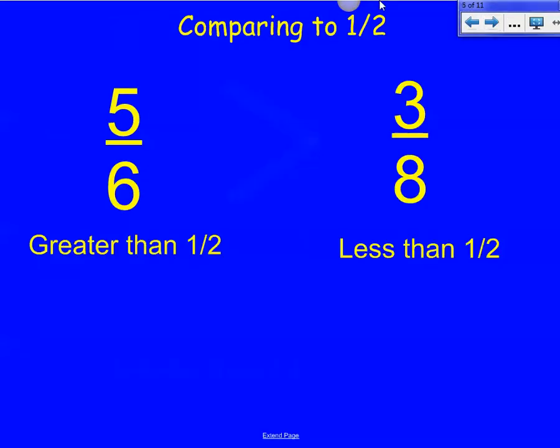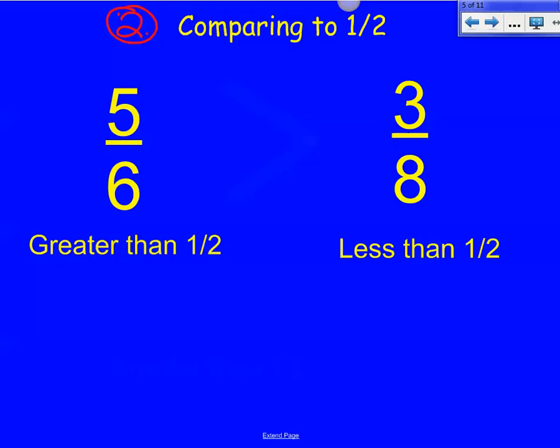Let's think about another method now as well. Sometimes I can compare to 1/2. So this is number 2 on our notes packet right now. Number 2 is comparing to 1/2. So if I have 5/6, let's write that one down, and let's write down 3/8. Well, I know that 5/6 is greater than 1/2, and I know that 3/8 is less than 1/2.